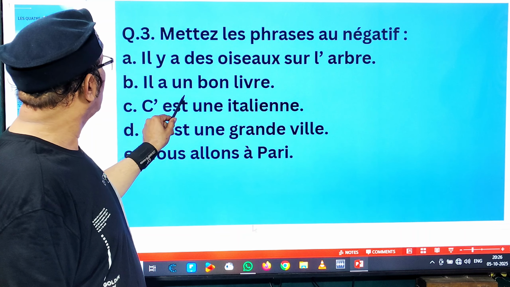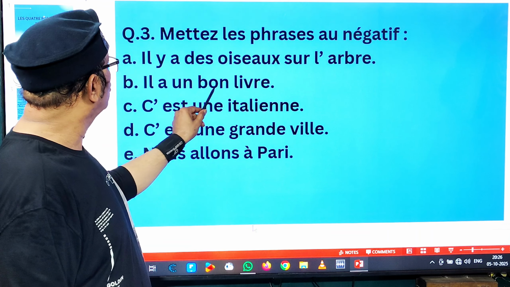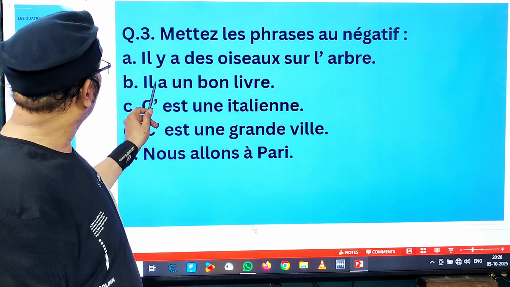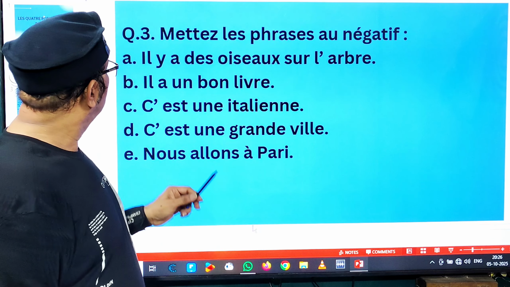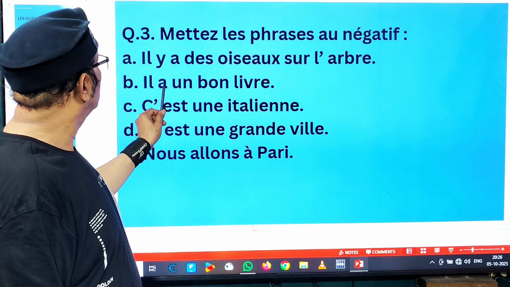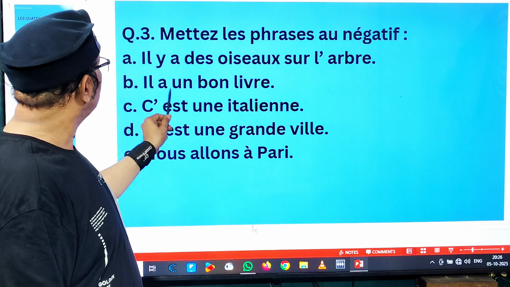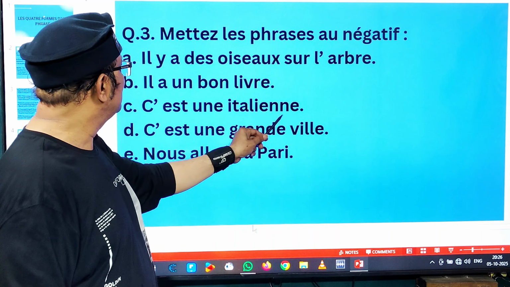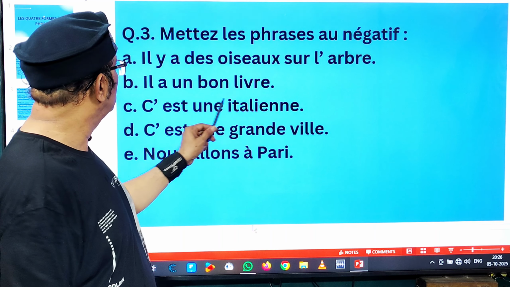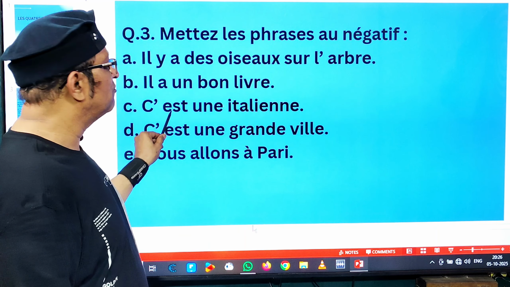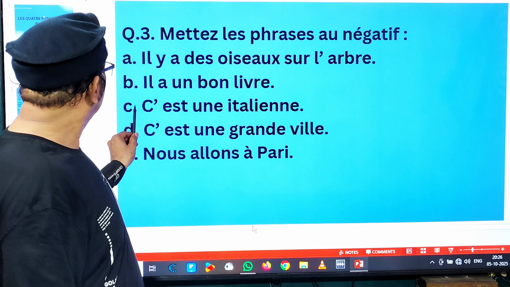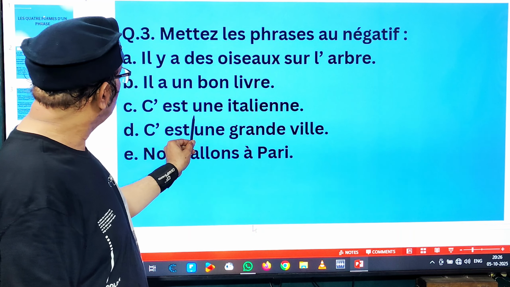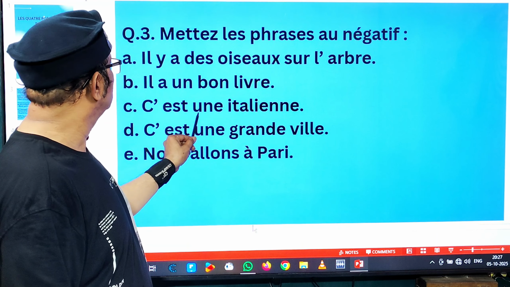The same way, il a un bon livre. He has a good book. The conjugated verb is a. It will come between ne and pas. A vowel is there, so ne will automatically change to n apostrophe. Il n'a pas. Un will change to de. De bon livre. The same way, c'est une Italienne. This is an Italian girl or woman. Est is a verb. It will come between ne and pas. Ce n'est pas. Une will remain the same because c'est is there.